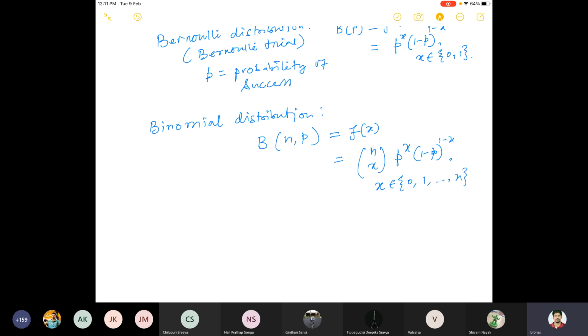Here we said n signifies the number of Bernoulli trials, and this gives the probability of the number of successes being x. So x equal to 0 means no success, x equal to 1 means one success, in n trials, and so on. And we also said that this is independent. This is very, very important. These are independent Bernoulli trials.